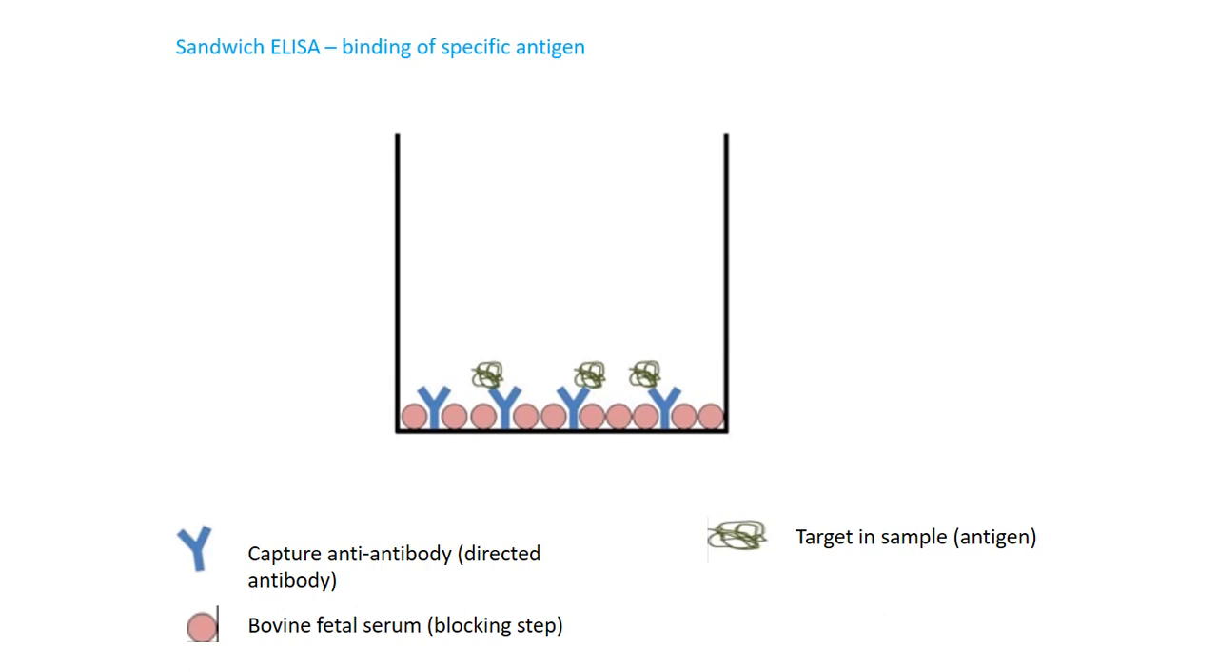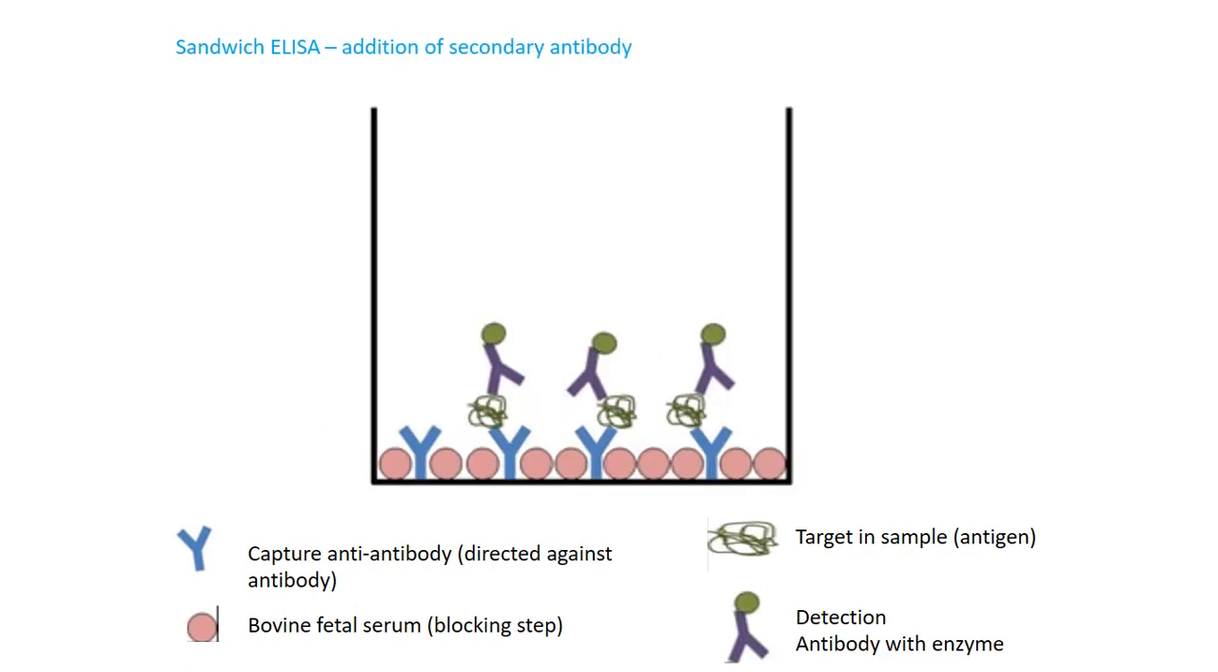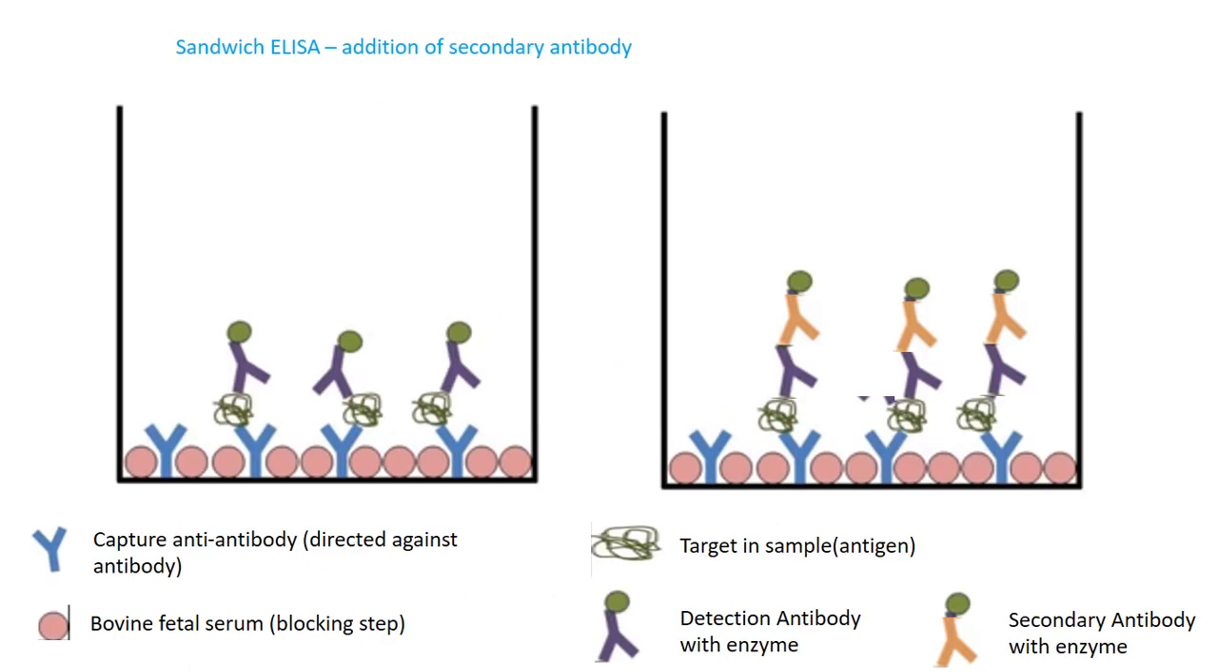The next step is to add a detection antibody. So at this point the capture antibody was just to isolate the target. Now the detection antibody is going to be used for quantification purposes. So the detection antibody is added, and in this case it's already attached with an enzyme. Okay, and the next step is simply add your substrate and you get a color reaction.